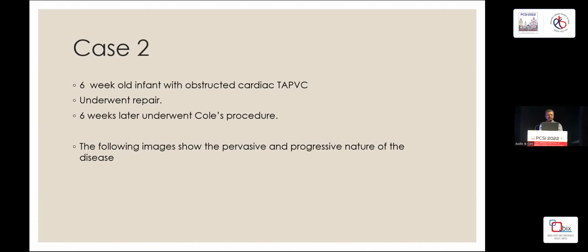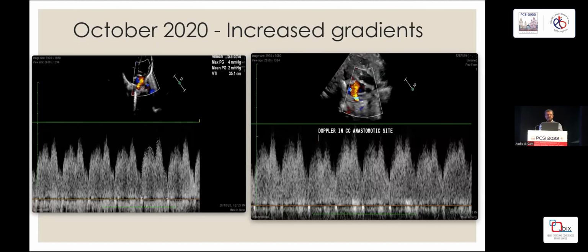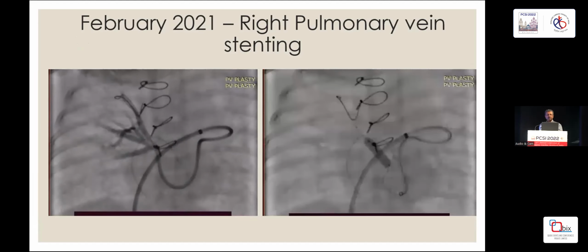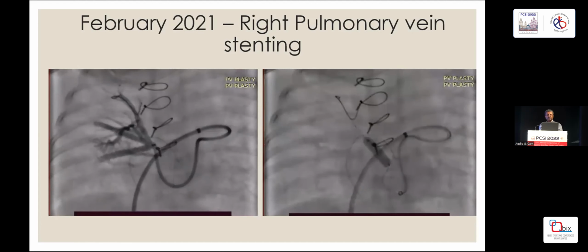This is another child, a very tough child, a 6-week-old infant with obstructed cardiac TAPVC, who underwent repair 6 weeks later. Once again, severe pulmonary hypertension. My colleague and friend, Dr. Devanand, did a Coles procedure. In fact, he's quite good in that particular procedure. He possibly has the largest data on this procedure. The following images show, once again, the gradient across the pulmonary vein, the right superior pulmonary vein, and all that. So the first time I was asked to do this.